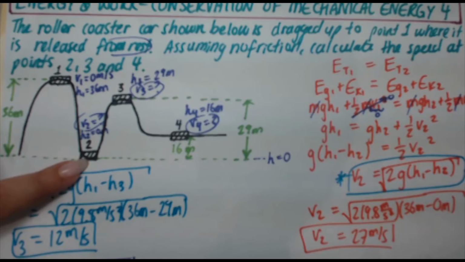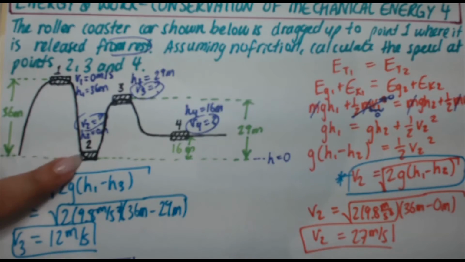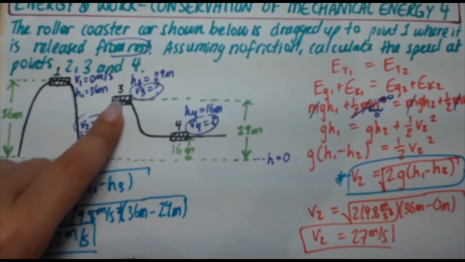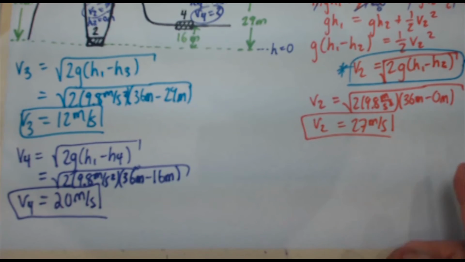Okay, now notice point 2 is the lowest point. It should have the highest speed. So in terms of speed increase, it should be 2 is the highest, then 4, then 3. Okay, in this case, 2 is the highest, then 4, then 3. So your answers make sense. Always a good check to do in physics.